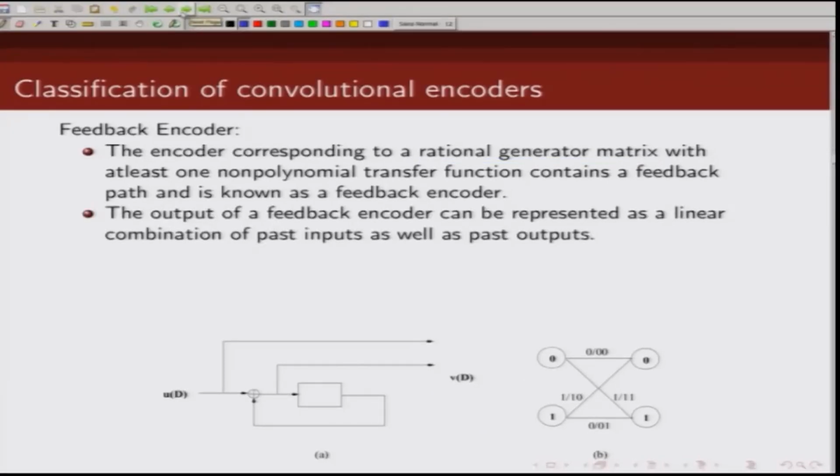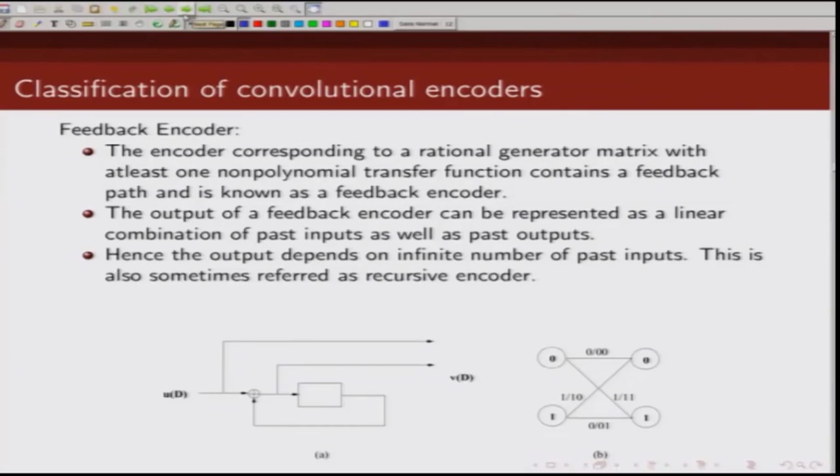So, because there is a feedback from the output to the input side, the output of a feedback encoder can be written as a combination of past input as well as past outputs. Hence, the output depends on an infinite number of past inputs, because the current output depends also on past output, and past outputs also depend on past inputs and past outputs.